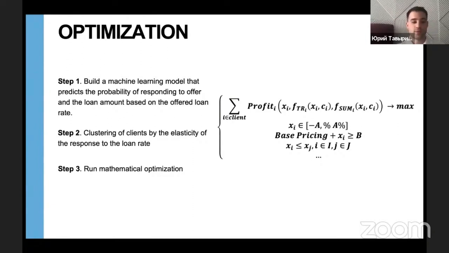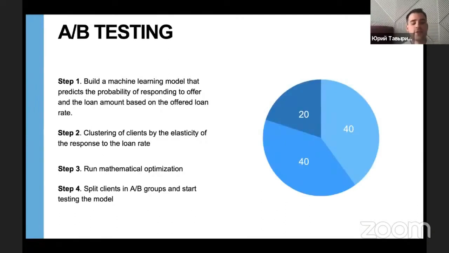And of course, the most representative way to check the value of the constructed model is to pass the A-B testing. That is, it's necessary to fix the part of the clients for which the rate will be assigned according to the current pricing model, select the clients for which the rate will be assigned according to the model's outputs, and leave a small part of clients to assign a random rate to in order to further enrich the model.